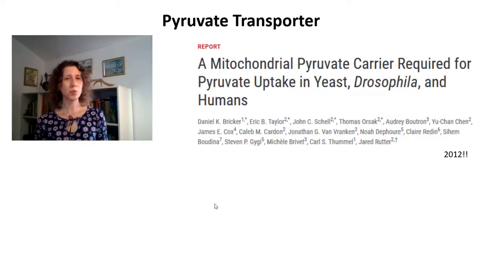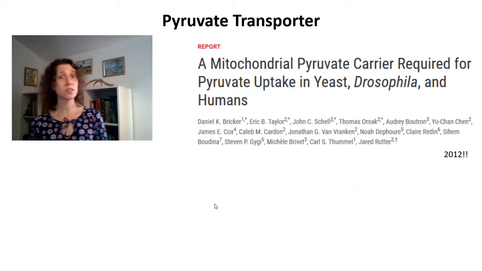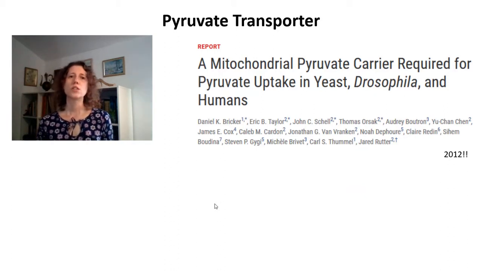Another really important transporter in mitochondria is the transporter for pyruvate. So pyruvate is generated through glycolysis in the cytosol, and then, in a very central point in metabolism, pyruvate is transported into mitochondria, and inside mitochondria becomes acetyl-CoA, which then enters the Krebs cycle.